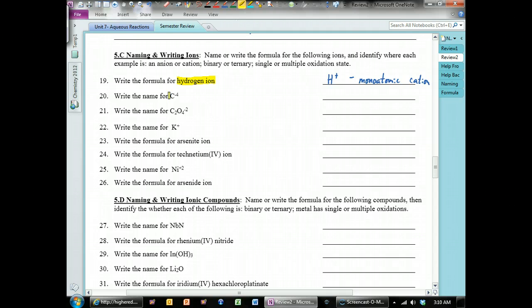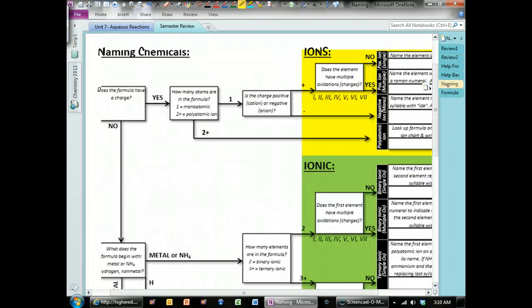The next one is C-4. This is a formula, so we go to the naming of the formula and answer the question: does the formula have a charge to it? It's got a -4, so we answer yes. There's only one element in it, carbon, C-4, so we answer that it only has one. Then, is the charge positive, which means cation, or negative? It was negative.